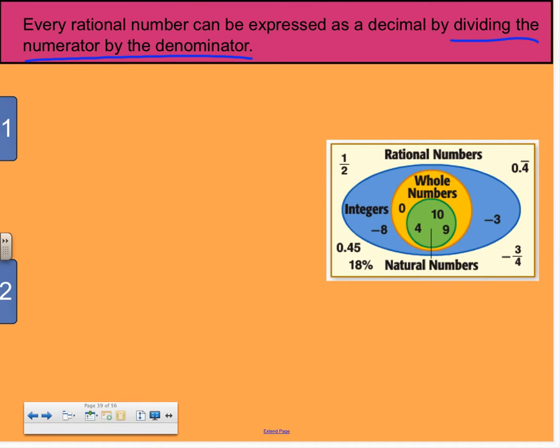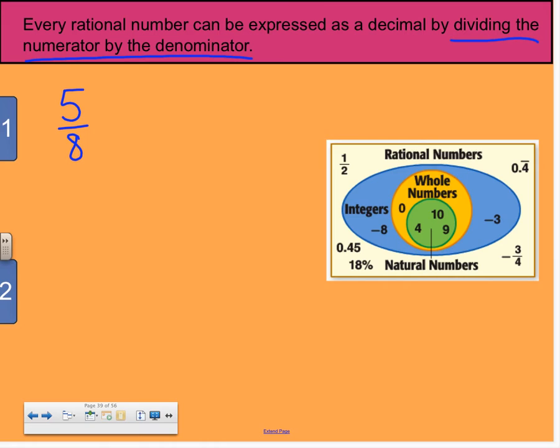Someone tell me what problem number 1 or example number 1 in your book was. What is the problem? Corbin. What fraction are we working with? 5 over 8. Very good. So we've got 5 over 8, and I want to turn that into a decimal. According to our sentence at the top of the page, what do we have to do? Divide the numerator by the denominator. Okay, someone tell me what the numerator is. Madison. 5. The numerator is 5, the number on top, which means the denominator is what? 8, the number on the bottom.